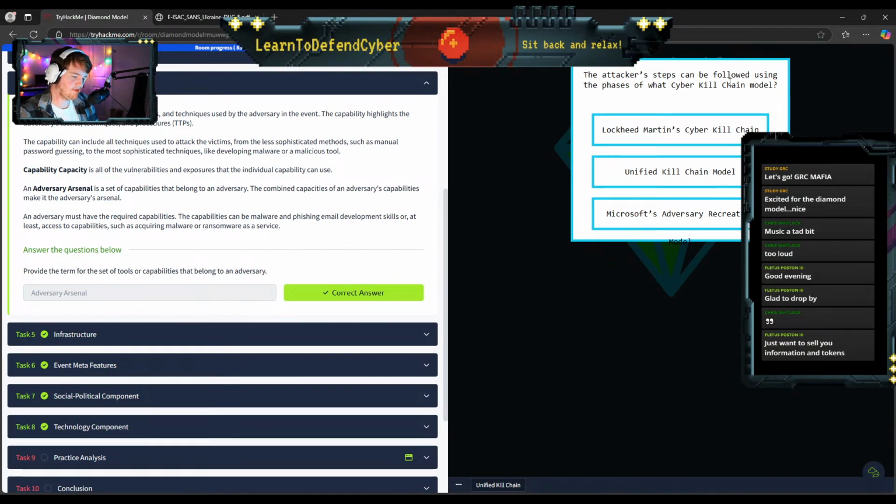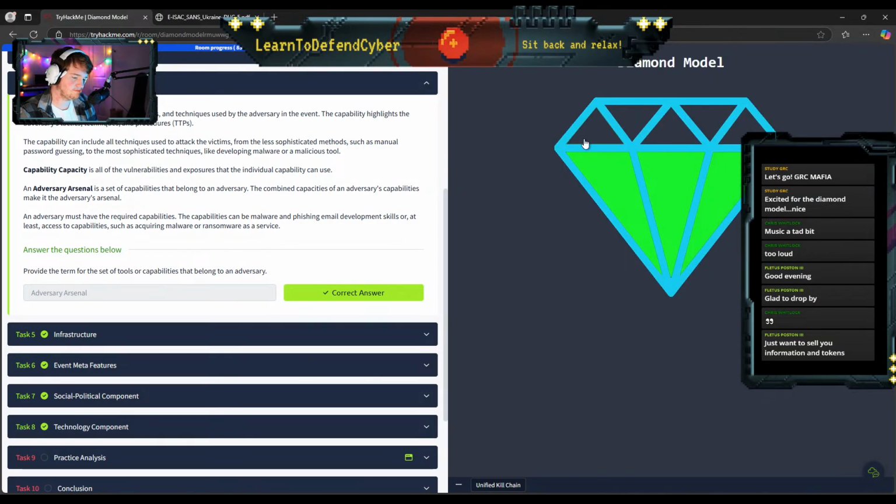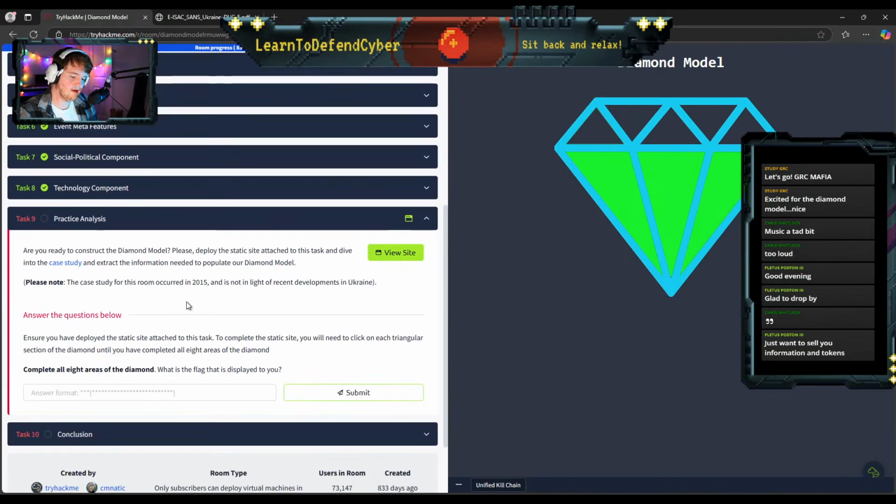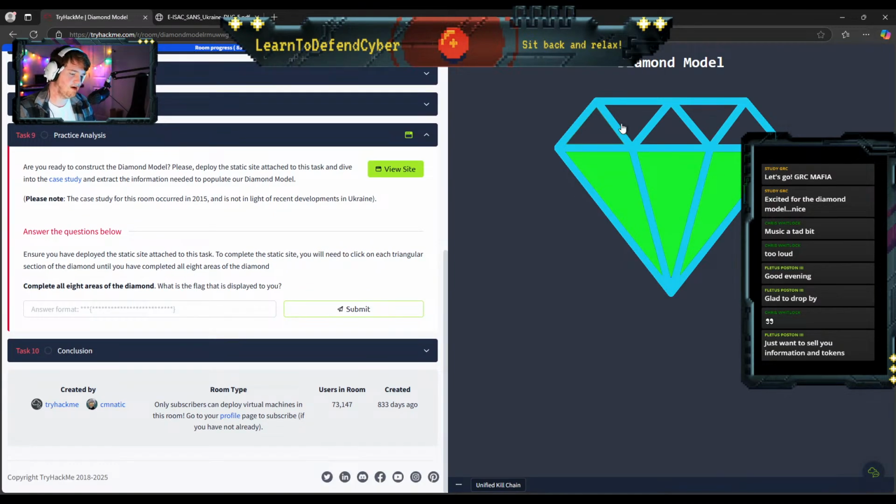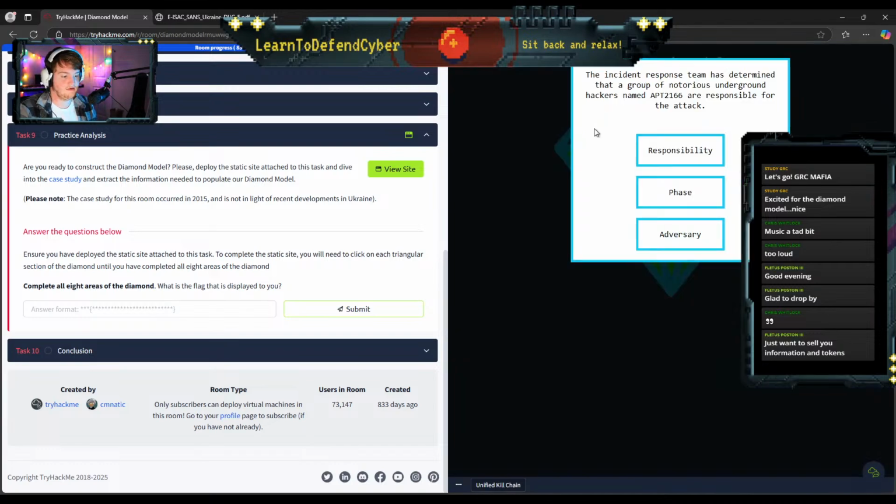The attacker's steps can be followed using the phases of a cyber kill chain model. That's Lockheed Martin. As you've seen a couple of times now, the Lockheed Martin cyber kill chain is very much all the time in cyber. It's a great thing to know.